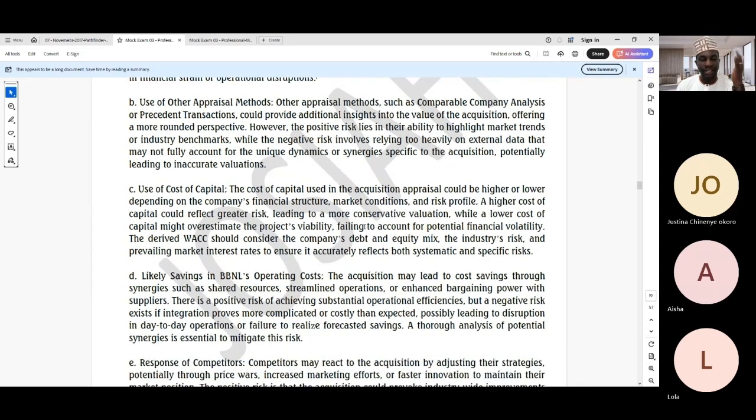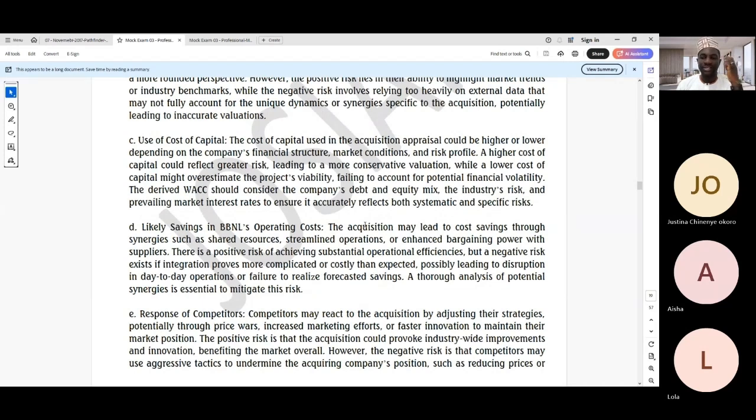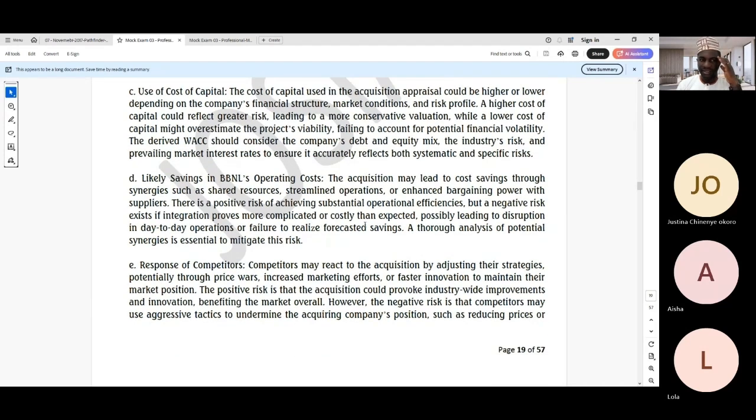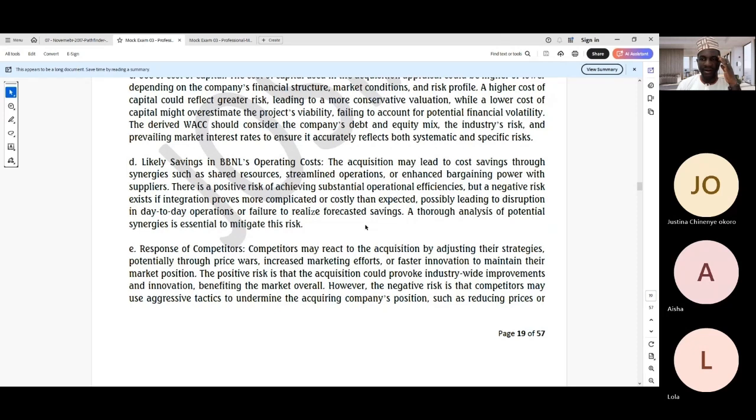Then the use of the cost of capital. We said the derived weighted average cost of capital could consider the company's debt and equity mix and the industry risk, speaking to the prevalent market rates to ensure it accurately reflects both systematic and specific risks. The likely savings also is another area we looked at, saying that there's a positive risk of achieving substantial operational efficiencies, but a negative risk exists if integration proves more complicated or costly than expected.